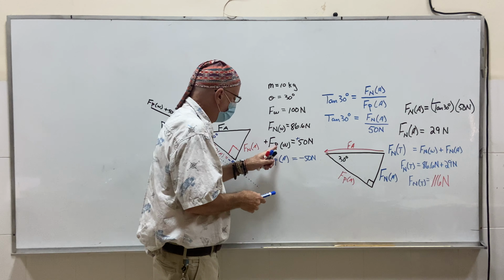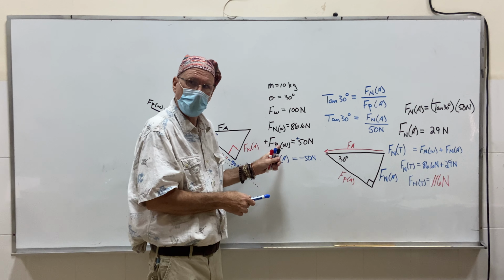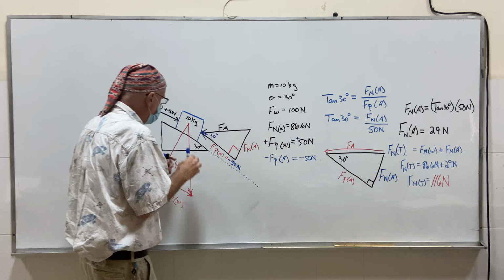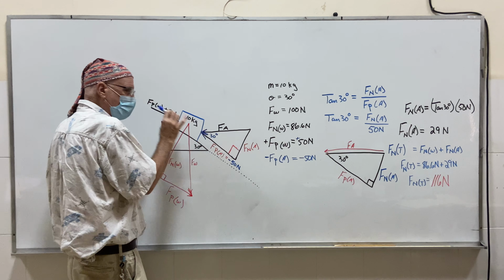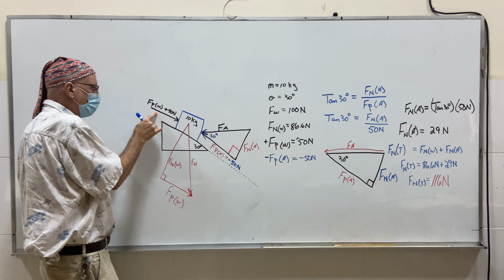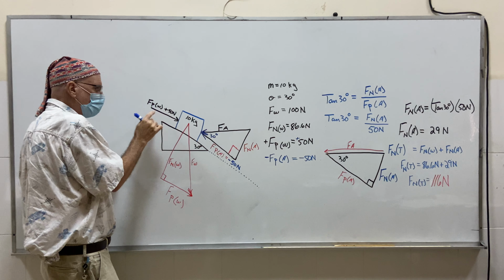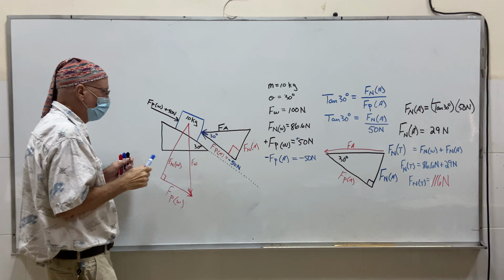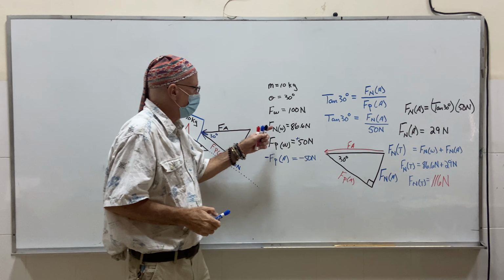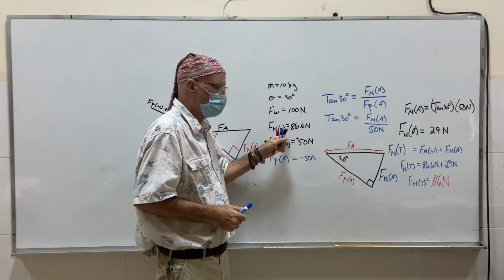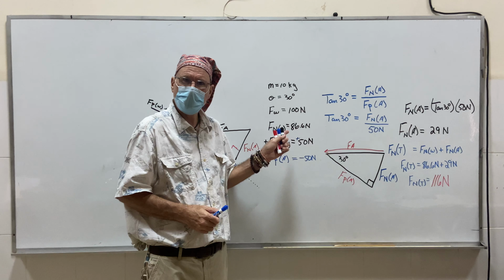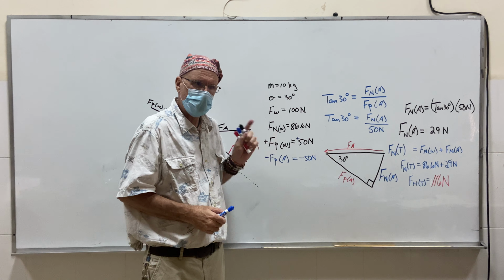So I get 50 for the FP, correct? So I have 50 newtons that's making that slide down the ramp. That's right there, right? Now, this is the question. And I also have 86.6 in support force, correct?